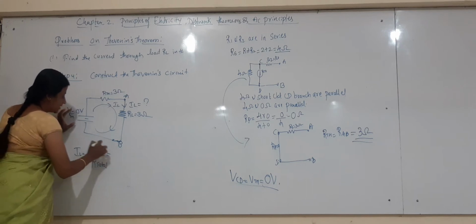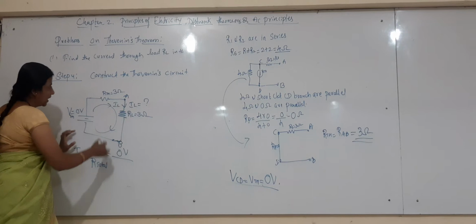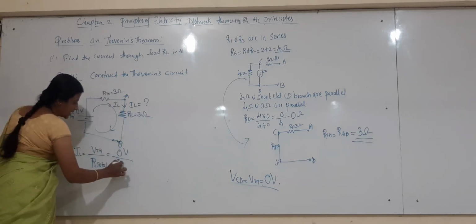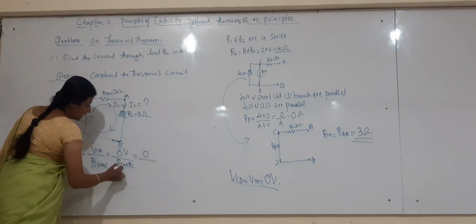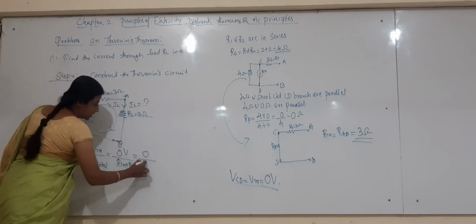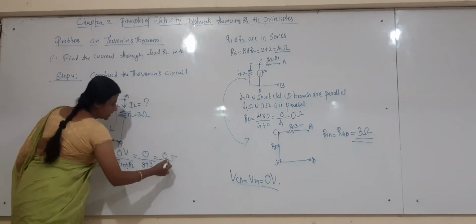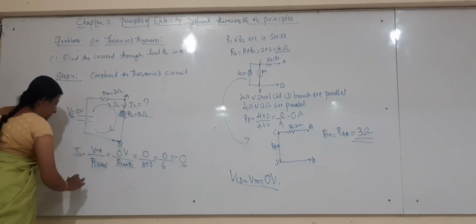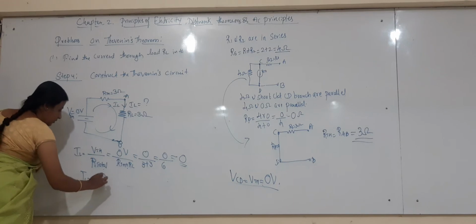VTH is how much? 0 volt. 0 volt divided by R total. R total is RTH plus RL, that is nothing but 0 divided by, RTH is 3 plus 3. So that is 0 divided by 6. 0 divided by anything is always 0. So therefore 0 ampere of current goes through. IL is equal to 0 ampere.